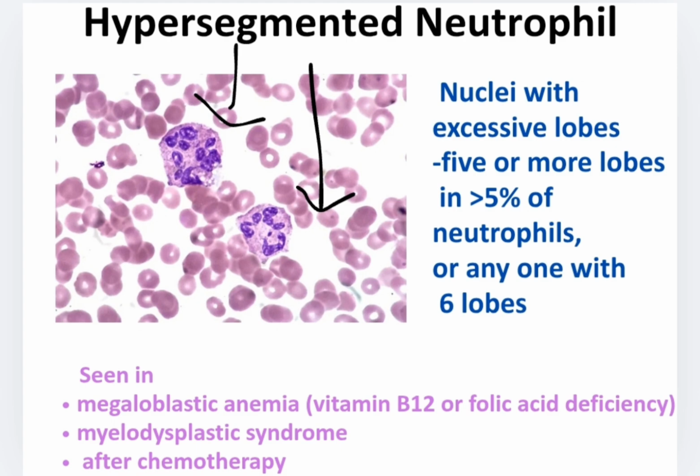Whenever nuclei have excessive lobes, meaning 5 or more lobes in more than 5% of neutrophils, or any one neutrophil with 6 lobes, it is called a hypersegmented neutrophil. It is seen in megaloblastic anemia due to vitamin B12 or folic acid deficiency, myelodysplastic syndrome, and after chemotherapy.